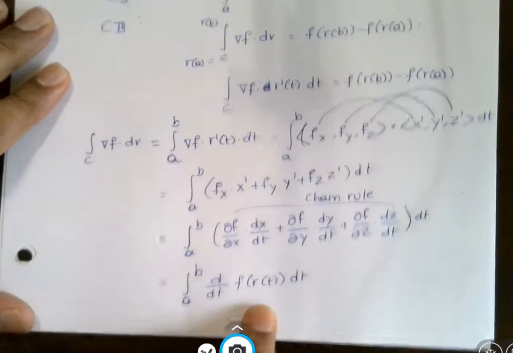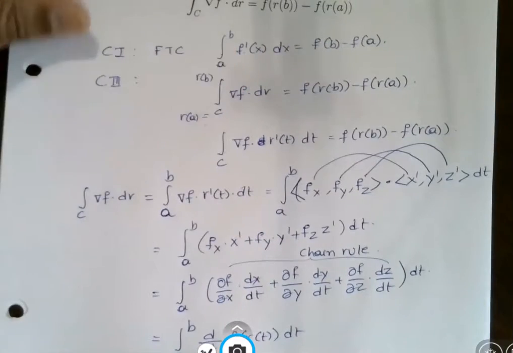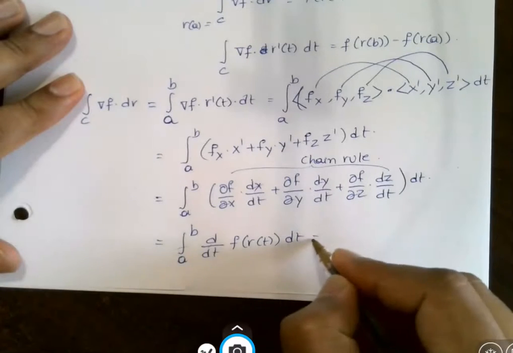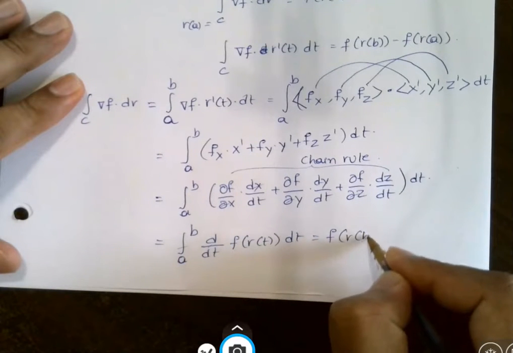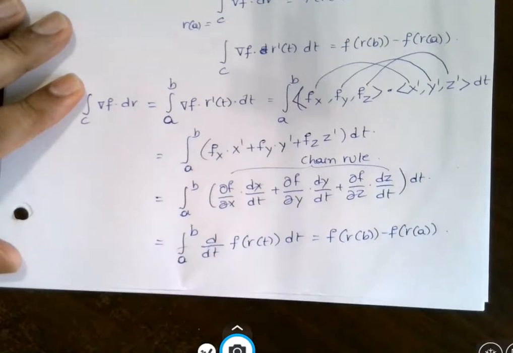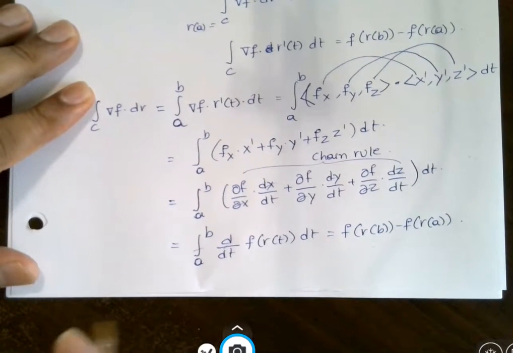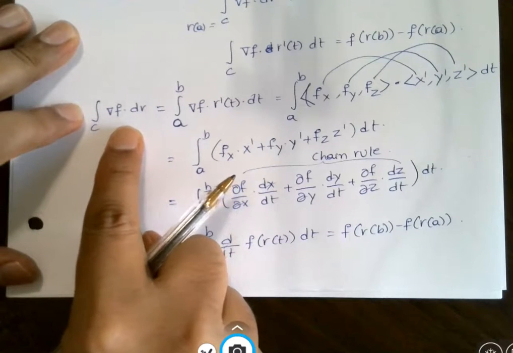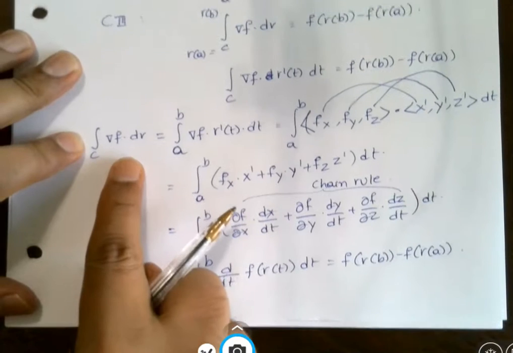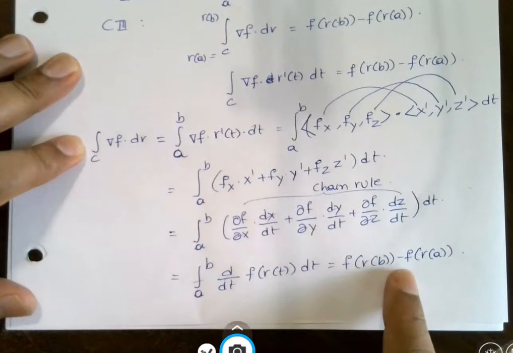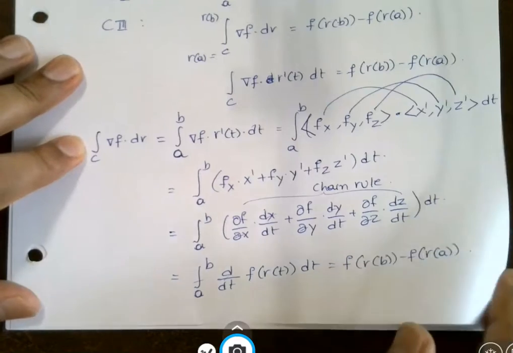Now it starts looking like your Calc 1 fundamental theorem. So the derivatives in the integrals get cancelled out, so you get the function back, so you get f of r of b minus f of r of a. Okay, so that's what this is. That clear? So the line integral of the gradient dot product with dr will give you f of r of b minus f of r of a. Remember that. That's the fundamental theorem of calculus.